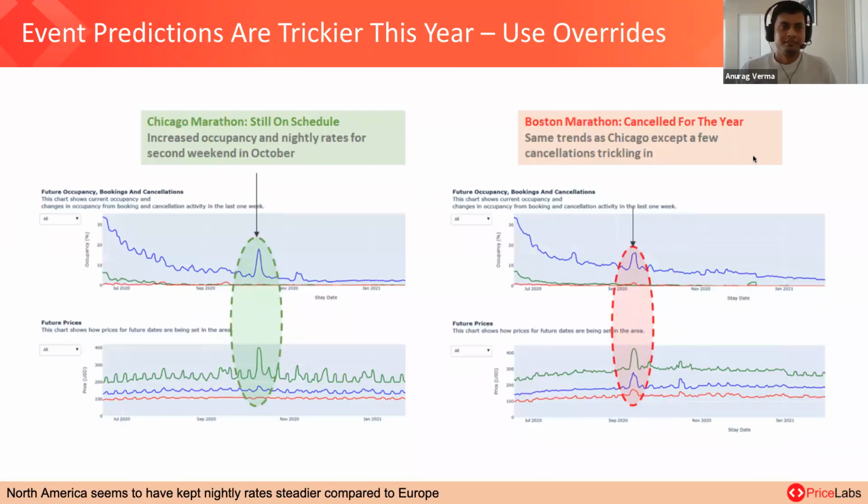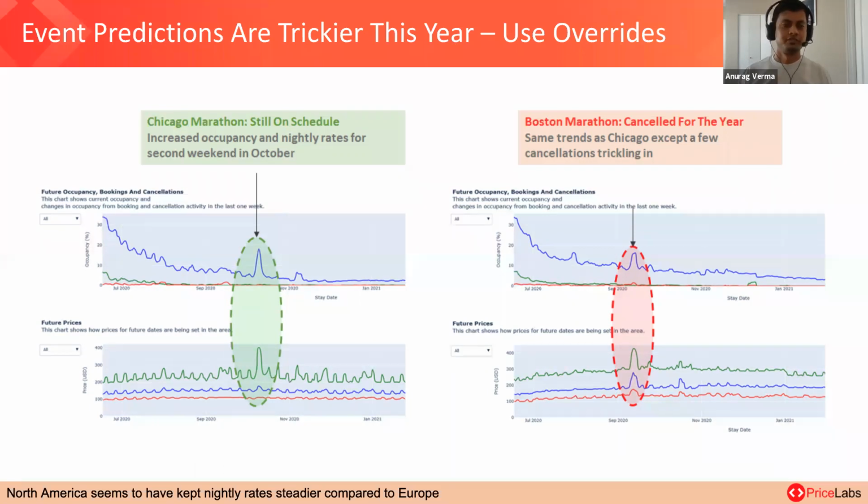Cool. So this one is slightly different. This data is not coming from our reservations data for our users, but more from our market dashboards, where we show for any location that you pick what kind of occupancy trends we are seeing. The top chart, the blue line shows you the occupancy trends for the future. The green line in the top chart shows what new bookings are coming in the last week. And then the red line shows what dates people are canceling for in the last week.